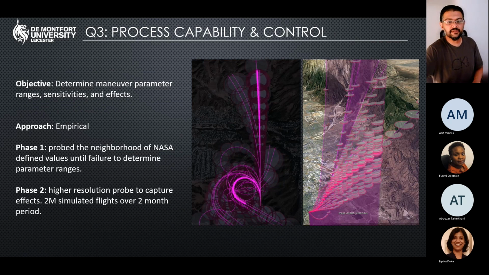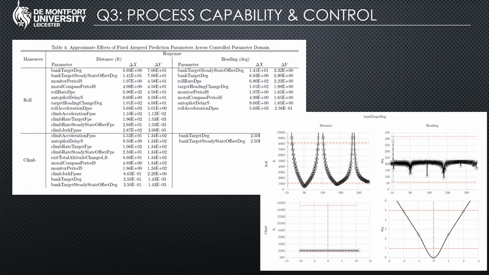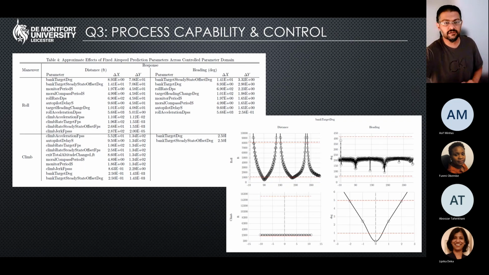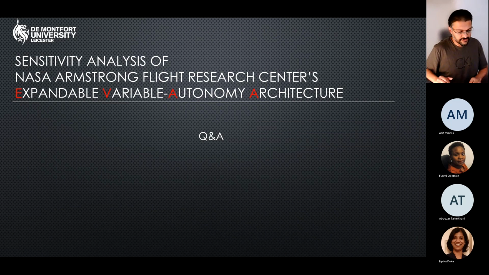And on process capability, we ran about 2 million simulated runs, captured the data, and produced tables like this, which allocate parameters along 2 different axes, maneuver and response metric. These give you an idea of what effect each parameter would have on the output, but you have to consult diagrams like this to figure out how best to tune, because it's nonlinear. So that was the research. A lot of the details are in the paper. So if you're interested, check that out. Any questions?